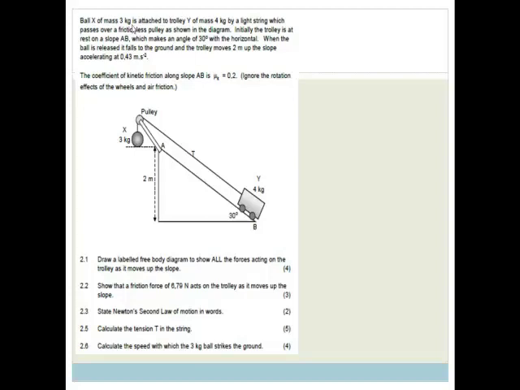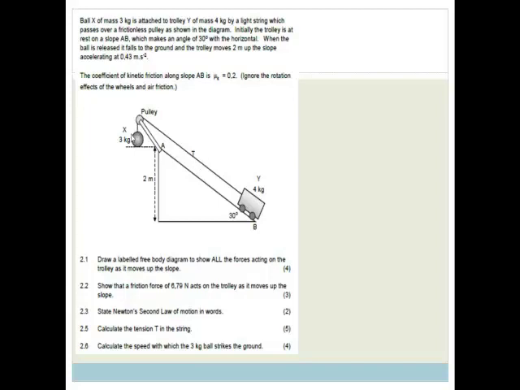Good day. In this lesson, we're going to be looking at the application of Newton's second law, specifically with a block on a hill, and we've got a two-body system with some tensions. So it says ball X of mass 3 kg is attached to a trolley Y of mass 4 kg by a light string which passes over a frictionless pulley.